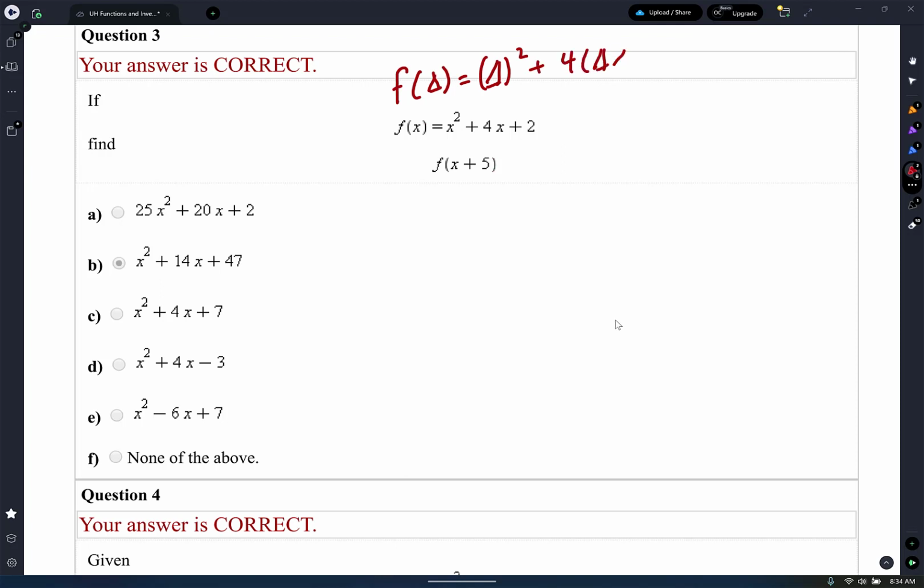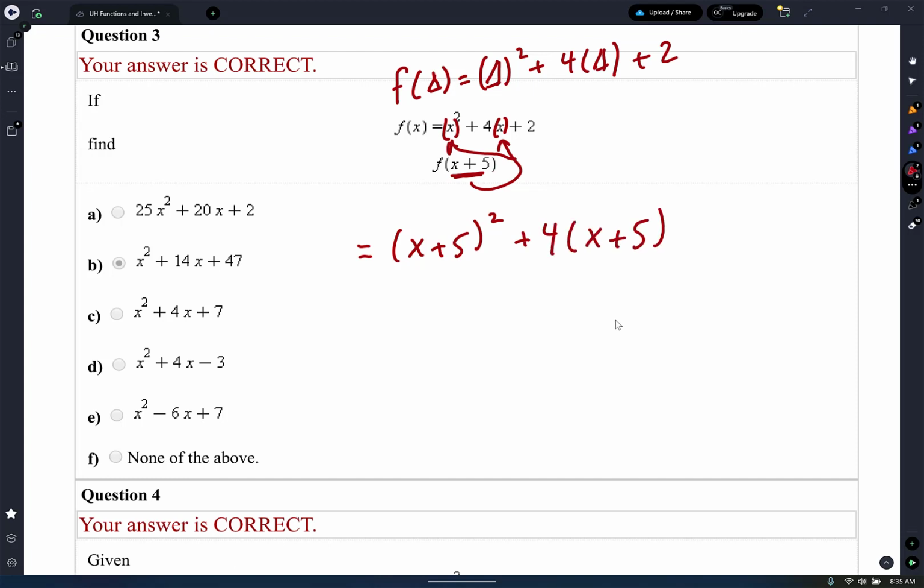I put an x there. Plus 2. So maybe it helps if you put parentheses around wherever you see the x. So whatever expression you have inside the parentheses, that's what you're going to insert for your quote-unquote x. Does that make sense? So here we go. Equals. So all I'm going to do is insert x plus 5. X plus 5, close it, squared, plus 4, parenthesis, x plus 5, close it, plus 2. You're done. All you're doing now is algebra.